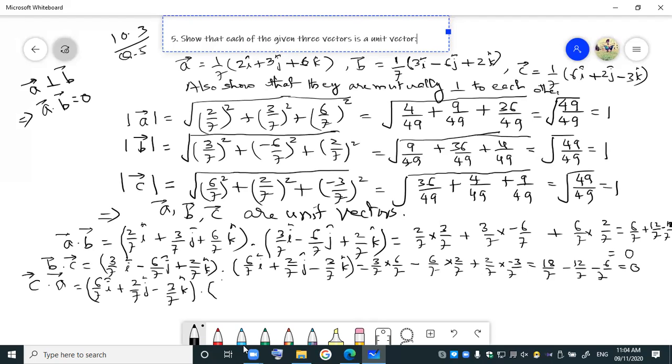A is 2 by 7 i cap plus 3 by 7 j cap plus 6 by 7 k cap.